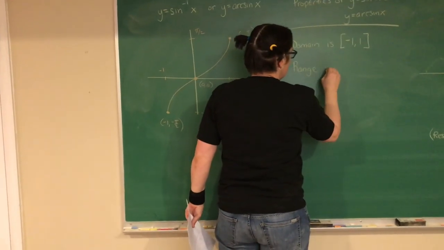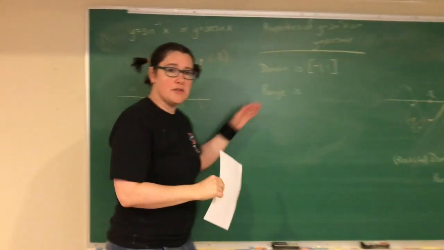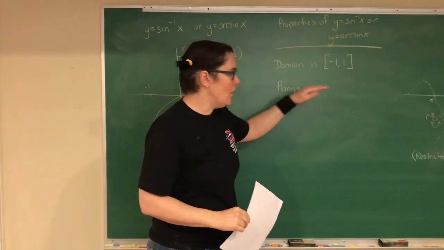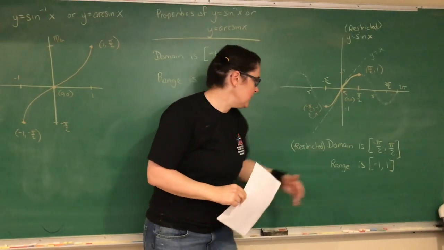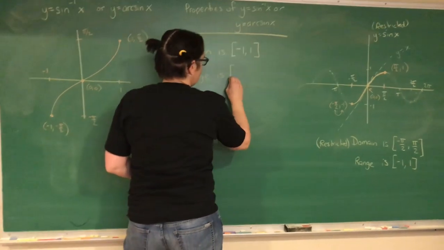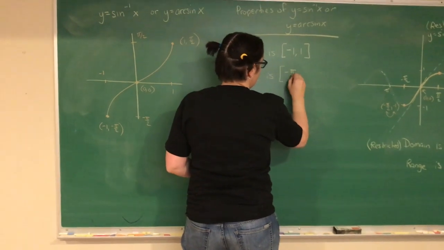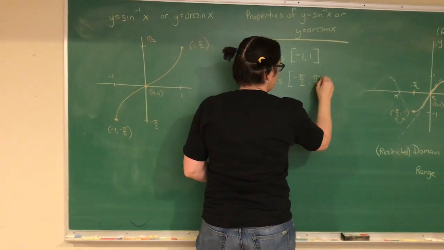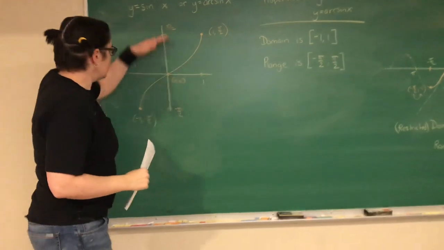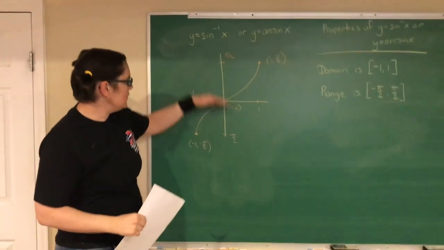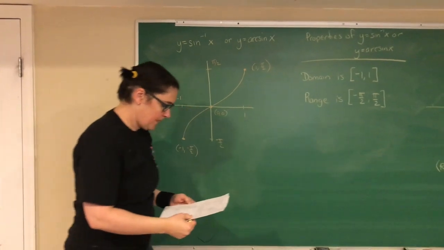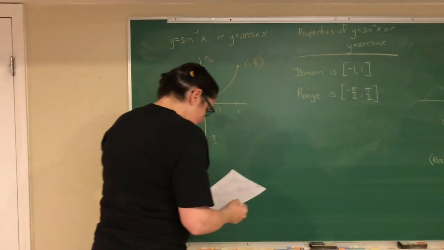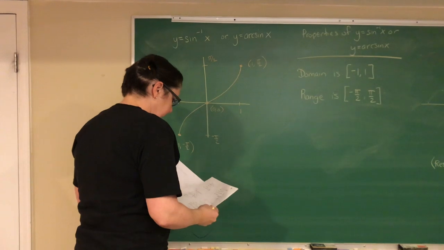Our range, well, range is an output. So what was the input on the original function becomes the output on our inverse function. So our range for our inverse function will be -π/2 up to +π/2. And that makes sense from our picture. Here's -π/2, here's +π/2. We have those y values showing up. So that is our domain and our range.